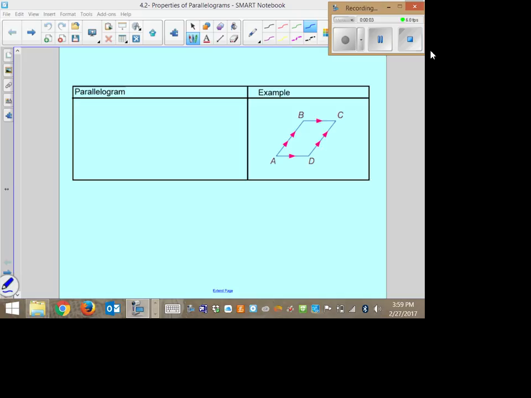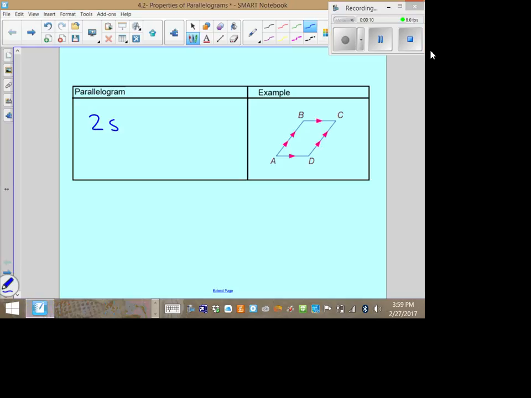So in 4.2, we're going to be talking about properties of parallelograms. A parallelogram has two sets of parallel sides. You can see it's denoted here that these two sides are parallel with these arrows. Note how there's two arrows on those, and then these two sides are parallel based on the one arrows, the single arrows.